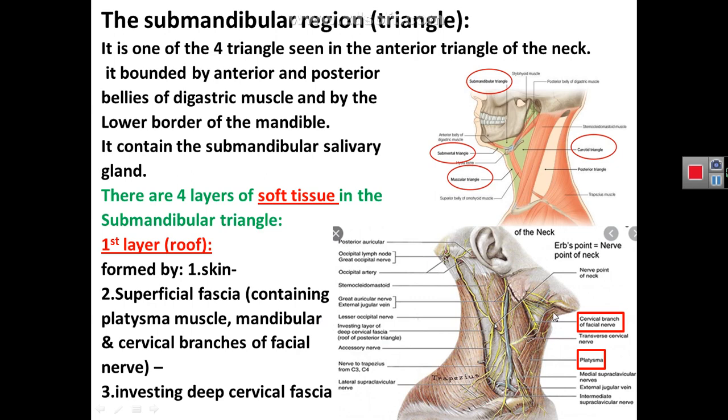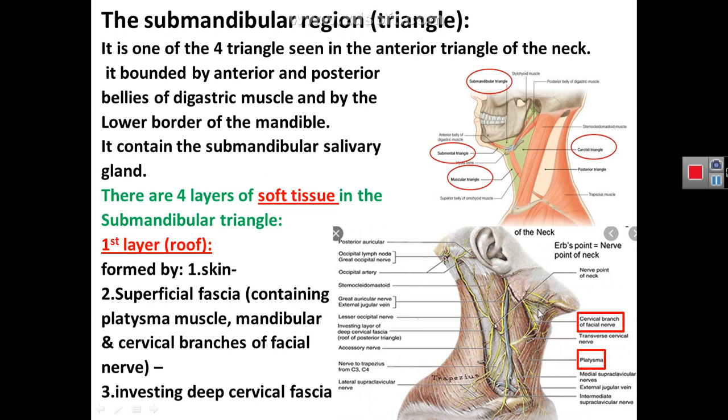The first layer is the skin, and deep to the skin is the superficial fascia. This region of superficial fascia contains a muscle called the platysma, and also the mandibular and cervical branches of the facial nerve. Deep to the superficial fascia with its content is the investing layer of deep cervical fascia. So the first layer represents the roof of the submandibular triangle, formed of skin, superficial fascia and its content, and the deep investing cervical fascia.